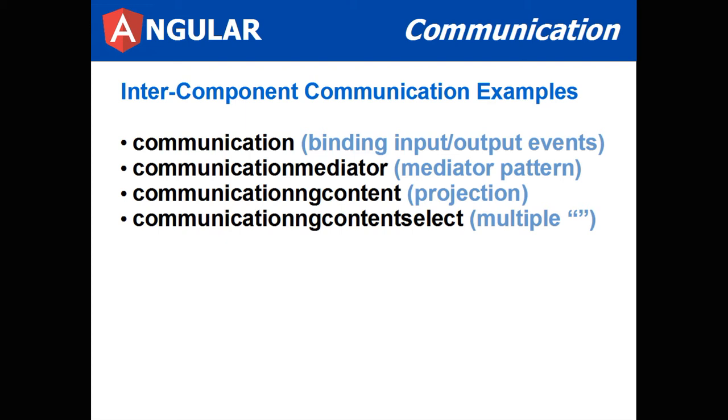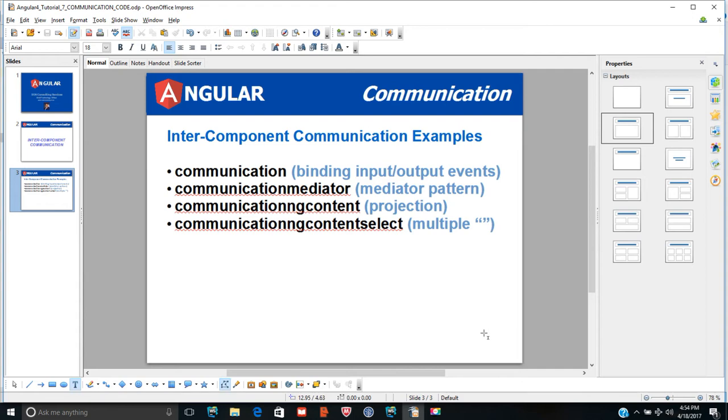Next, we're going to talk about the ng-content tag and how to use projection so a parent component can project content into its child. And then we'll follow that with a select ng-content example, which will show how to use multiple ng-content tags and the select attribute to project multiple markup fragments from a parent to its child. So let's look at the code examples.